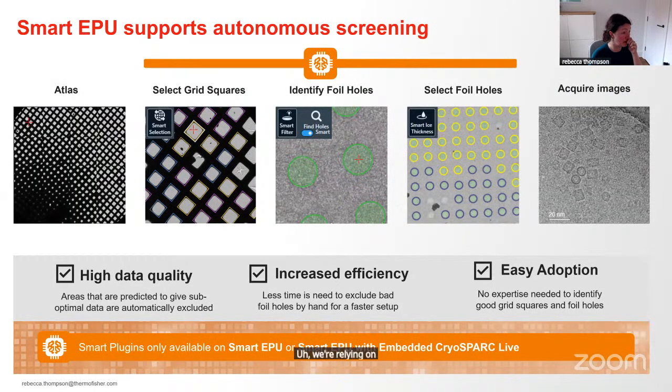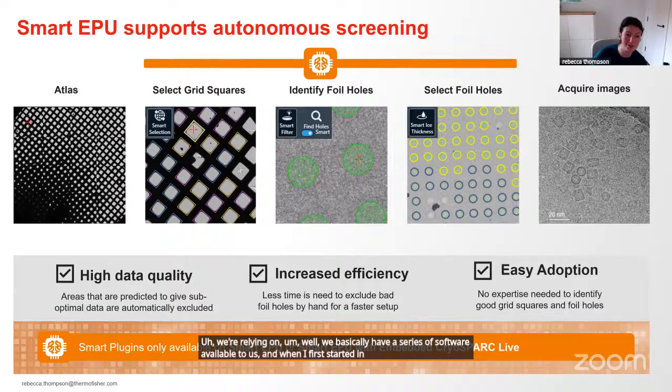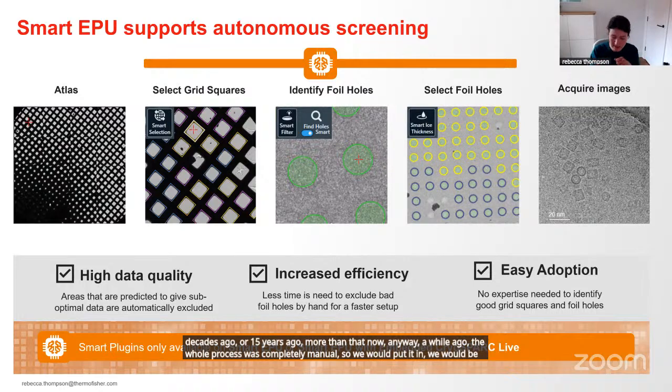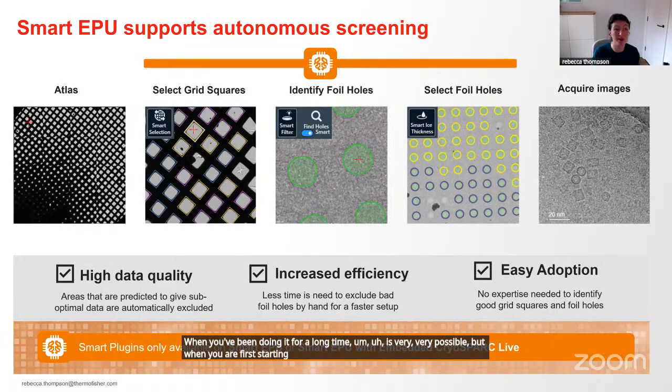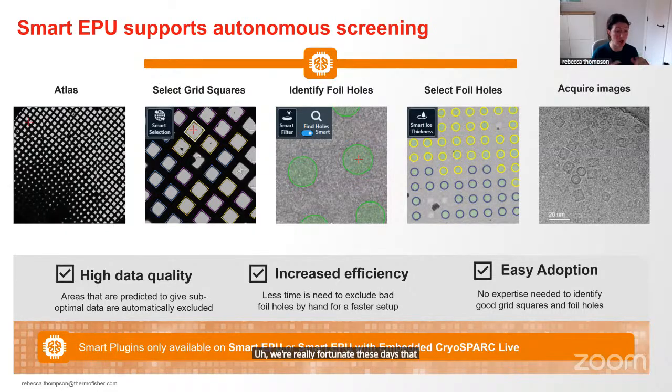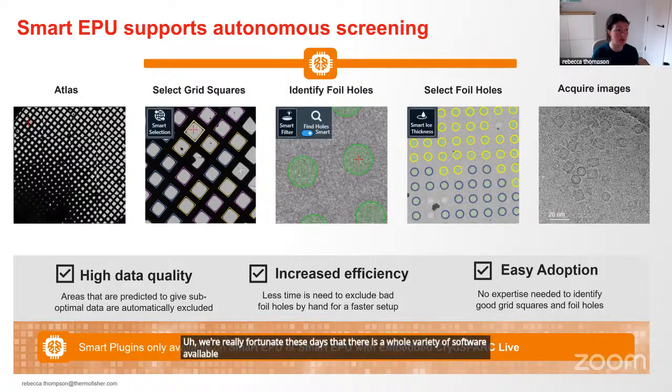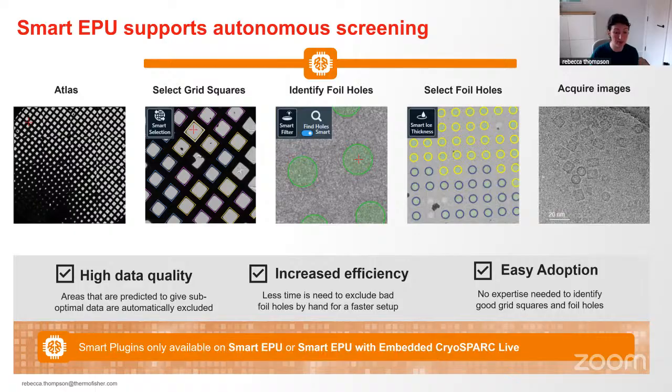So once we get that sample into the microscope, we basically have a series of software available to us. And when I first started in cryo-electron microscopy, decades ago, or 15 years ago, more than that now, anyway, a while ago, the whole process was completely manual. So we would put it in, we would be manually moving to different areas of the grid and having to make a manual assessment, which when you've been doing it for a long time is very, very possible. But when you are first starting out, it can be quite tricky to understand what looks good and what doesn't look good. We're really fortunate these days that there is a whole variety of software available to help support this screening process.